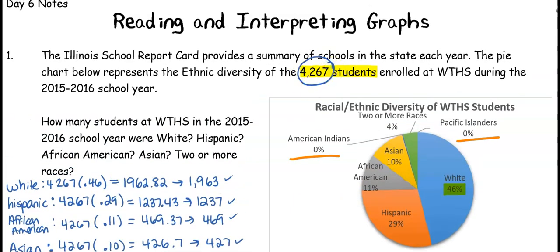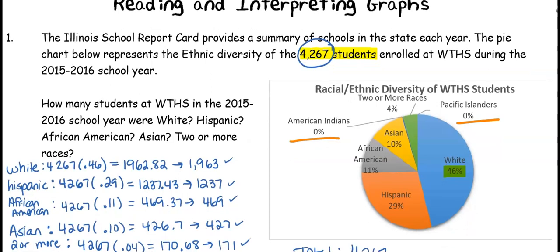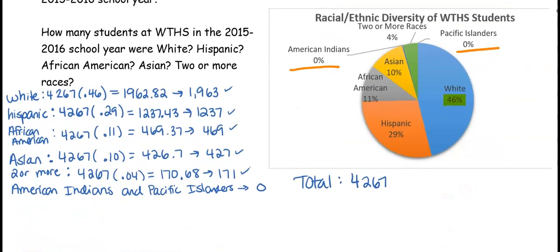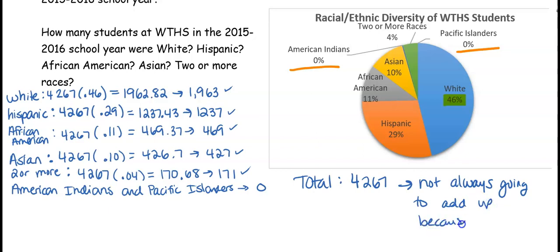Let's see what we should have done. All right, so this time it actually worked out nicely because we must have rounded up the same amount of times as we rounded down. That is not always going to add up because of rounding. When you are rounding data, there's always that chance for things to be off slightly.